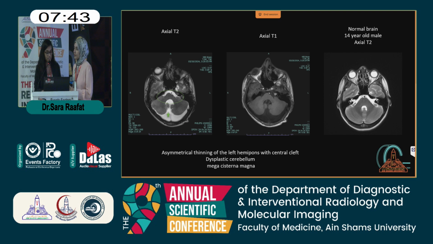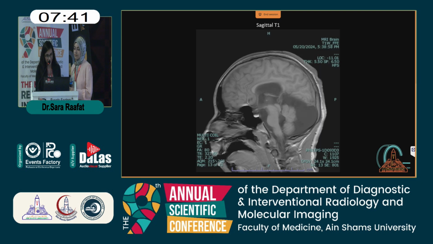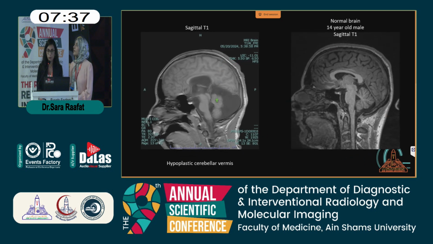So we go to the sagittal T1 image. There it is. The vermis is there, but putting it next to its normal counterpart, you can easily spot that the vermis is dysplastic, along with the cerebellar dysplasia. Now, to put all of these findings together and to reach a single conclusive diagnosis, I'll leave you with my colleague Khadiga.